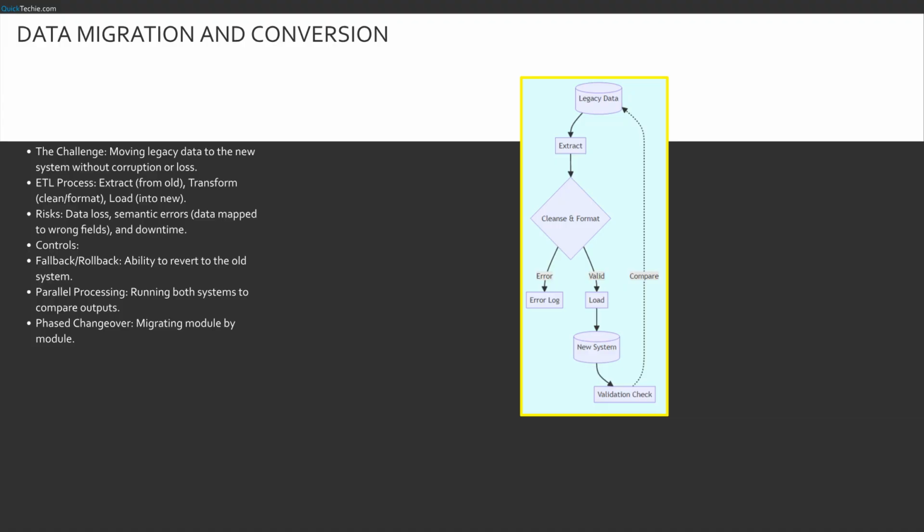We start at the top with legacy data. We extract it, then hit the diamond transform. This is where we clean the data. Notice the split. Bad data goes to an error log, crucial for audits, while valid data is loaded into the new system. The final step is the validation check, which loops back to compare against the legacy data, ensuring 100% integrity.